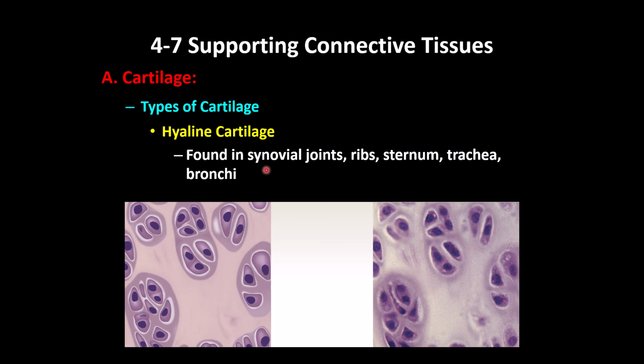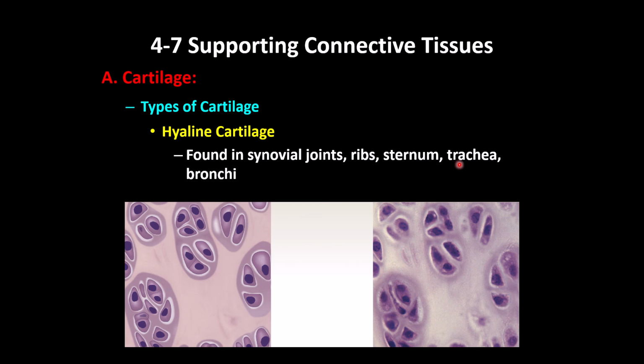They are located in the synovial joints. Synovial joints are mobile joints, for example, in your fingers, arms and legs. There's a connection between the ribs and the sternum. So this is the chest wall. When you breathe in and breathe out, the chest wall moves. So that's why it needs some flexibility.